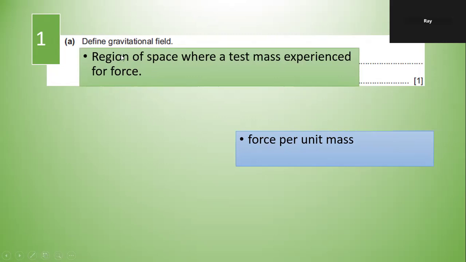field is just a region of space where a test mass experiences a force. Then if it's gravitational field strength, then it's force per unit mass. So check with your lecturer, but make sure that he didn't use an outside source. He used it from CIE.